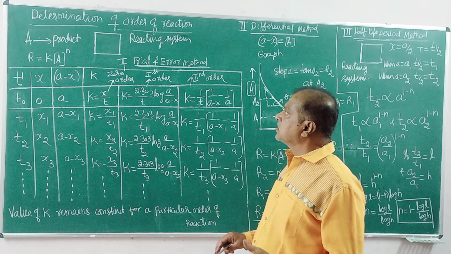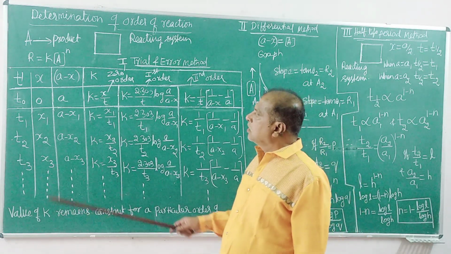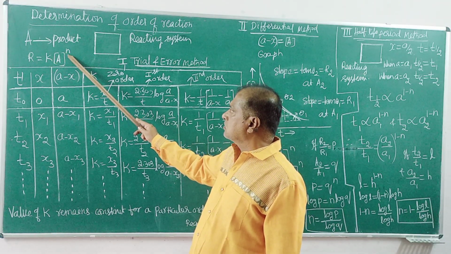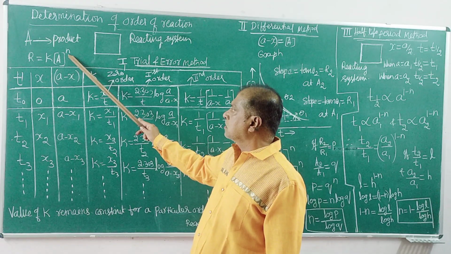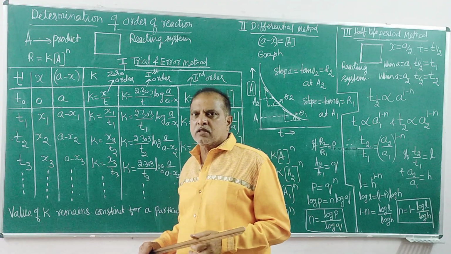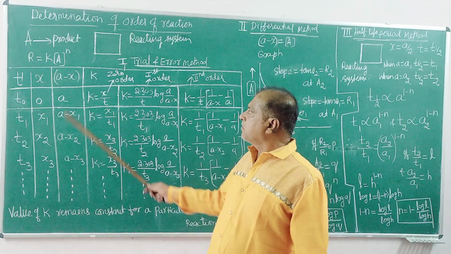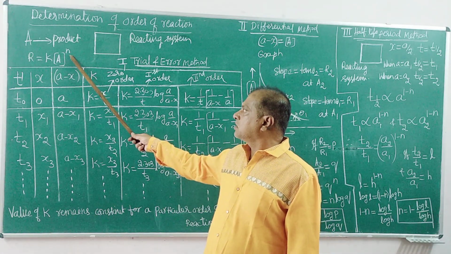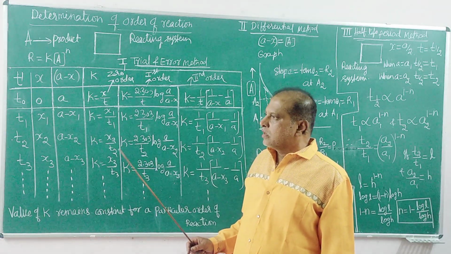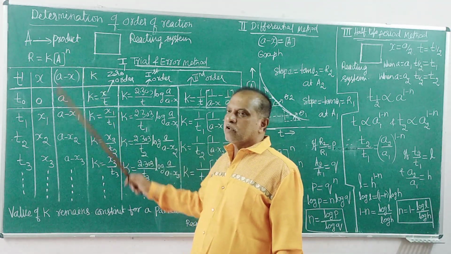The order of reaction is an experimental determination, where the rate expression says the value of n is the order of the reaction. This value we cannot evaluate by any theoretical concept; there is no theory to evaluate the value of n. It is an experimental evaluation. Let us see how it is experimentally evaluated for different reactions.